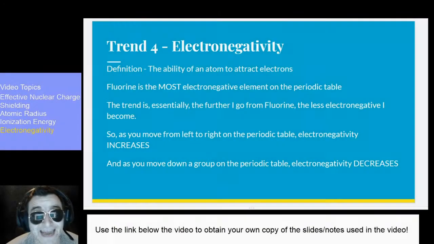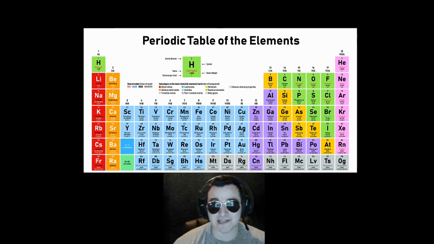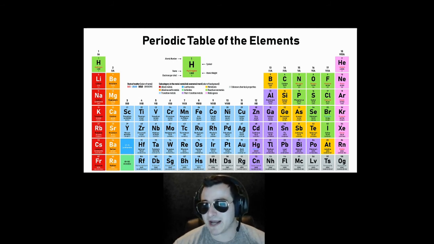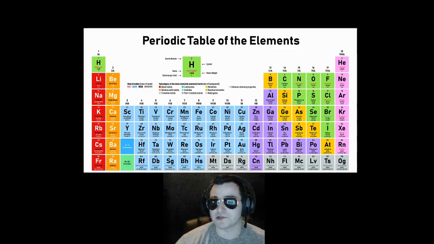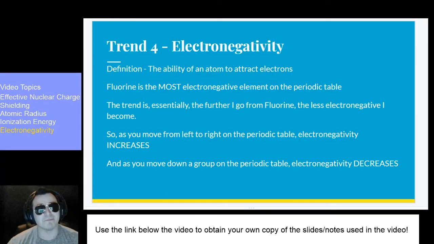So the last main topic that we'll be discussing, the last main trend, is electronegativity, which is defined as the ability of an atom to attract electrons. Well, let's think of the atoms that actually want to attract electrons, because we're actually going to exclude a family. Your noble gases already have that full valence shell. Therefore, they're kind of excluded from this trend. They have a very, very low electronegativity, despite being dangerously close to fluorine. Fluorine is the most electronegative element on the periodic table.